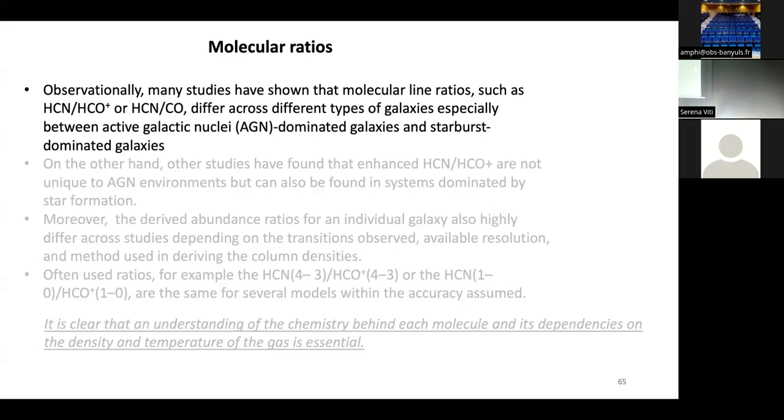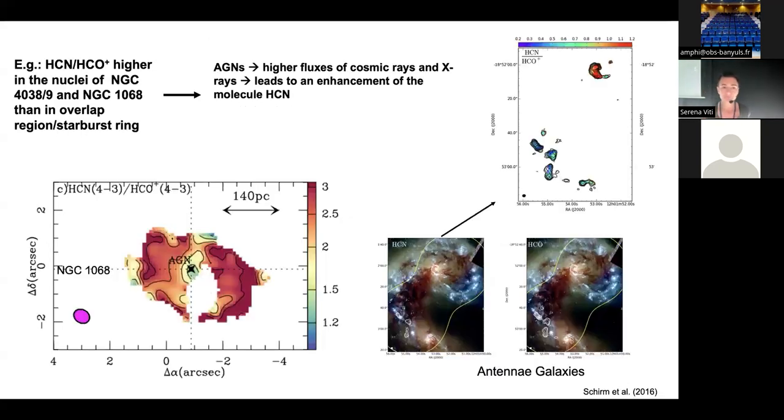HCN over HCO+ is another very important ratio that I've already mentioned. And as we shall see in a moment, this is mainly used to trace the activity of active galactic nuclei. Okay, so it's often used to find AGN, the very obscured ones, or to characterize AGNs, if you already know that there is an AGN there. Let's have a look at how we can do that.